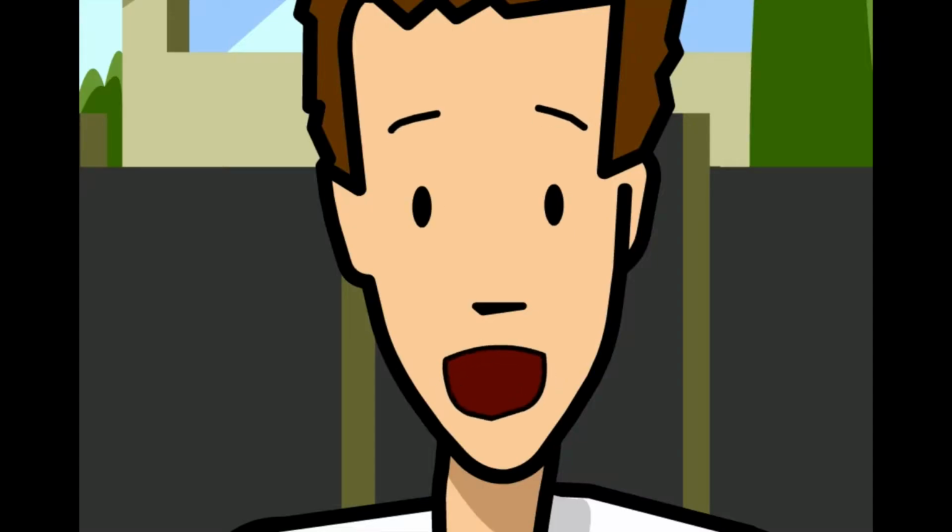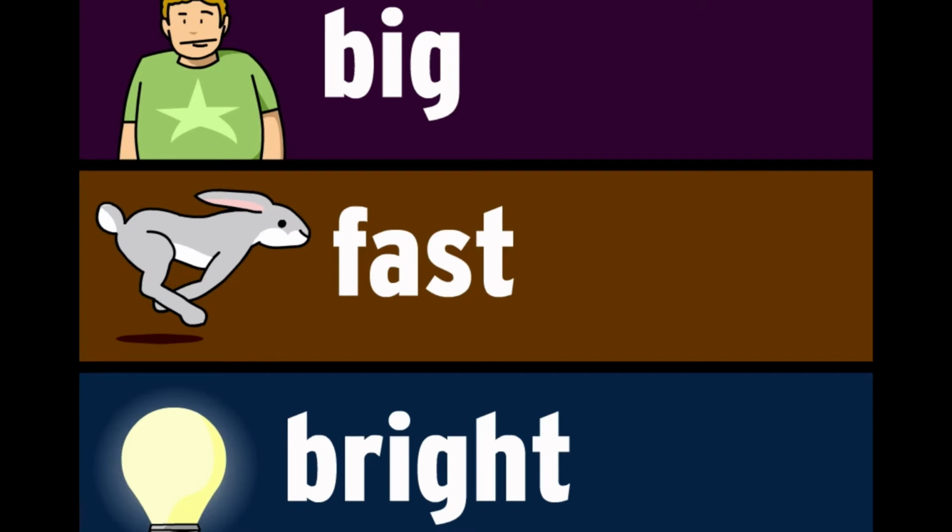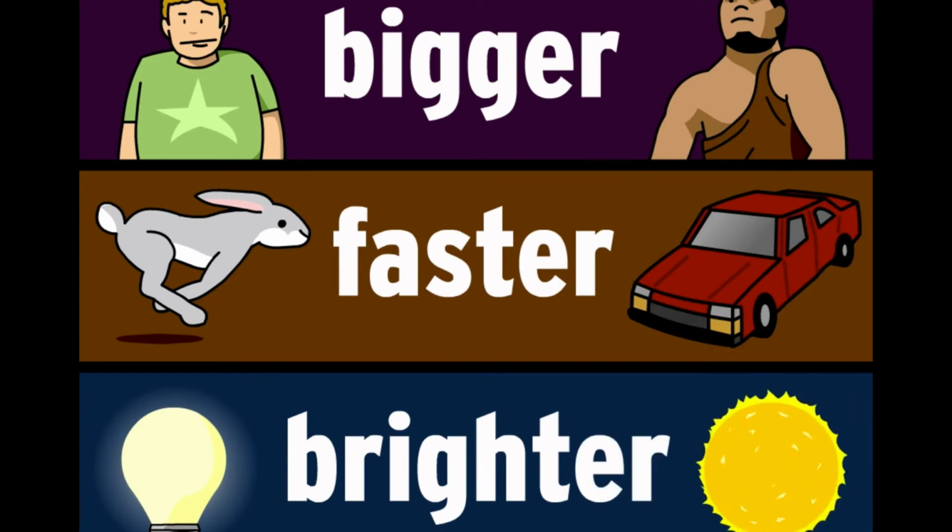But a prefix or suffix might not always mean the same thing. For example, when you add er to the end of an adjective, it means more, like in bigger, faster, or brighter.